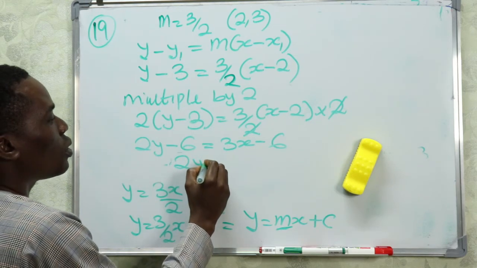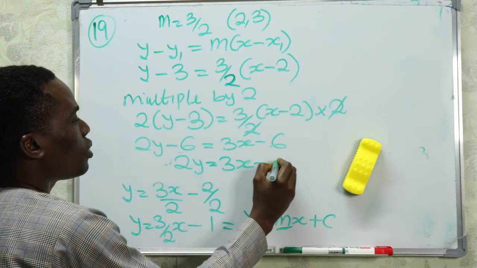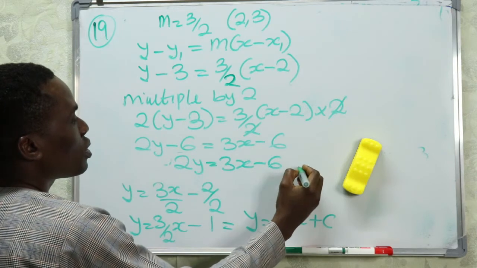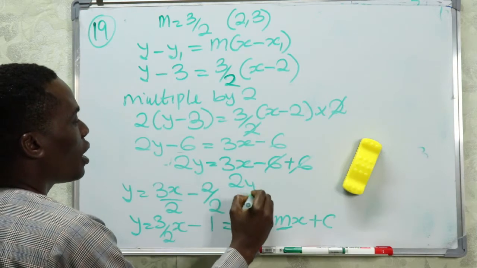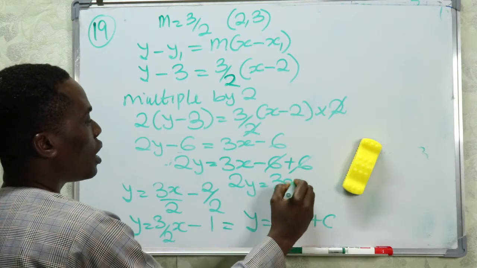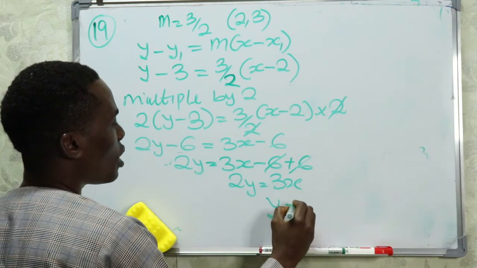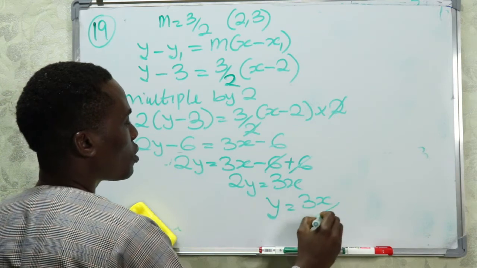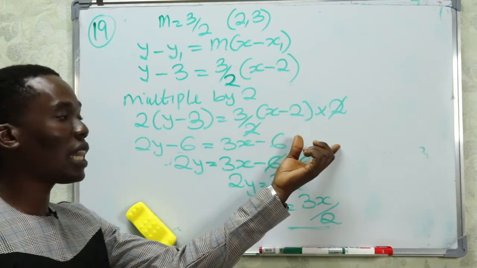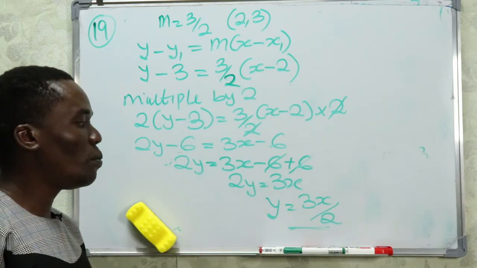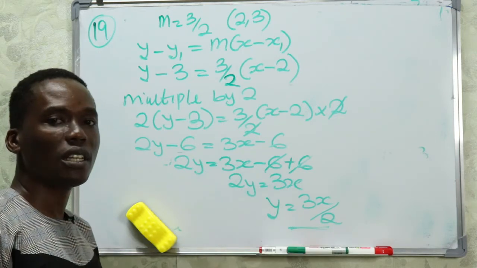So our 2y will be equal to 3x minus 6 plus 6. So this will cut this. Our 2y will be equal to 3x. If we simplify further, we are going to have y equal to 3x over 2. So that is exactly what the equation of that line parallel to the other line will be like. This will be the equation of the line: y is equal to 3x over 2.